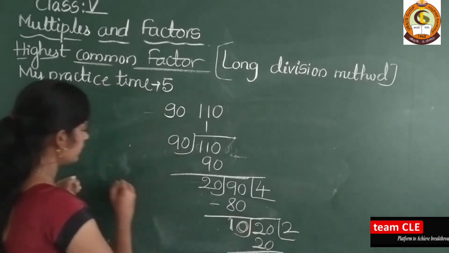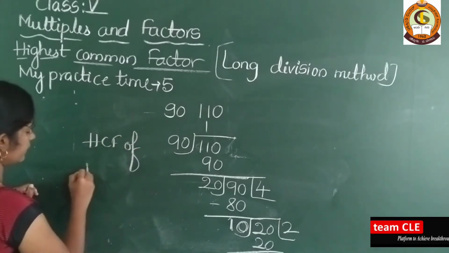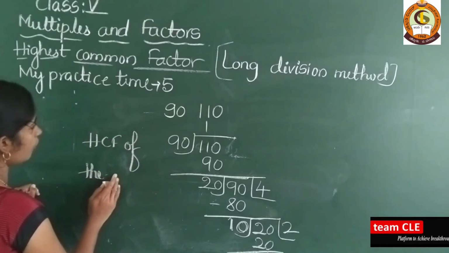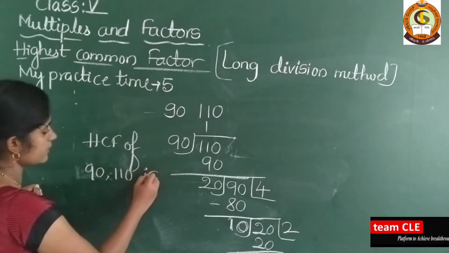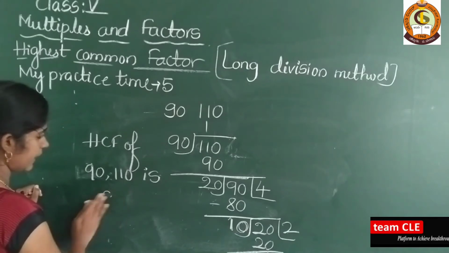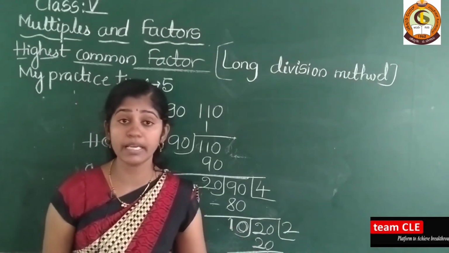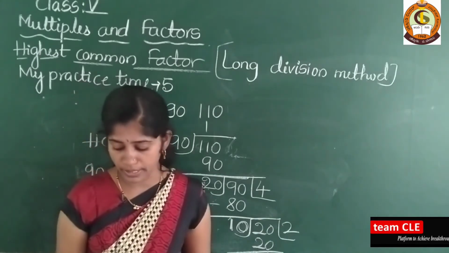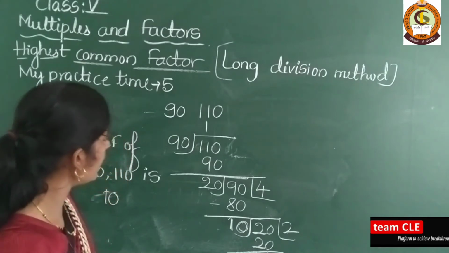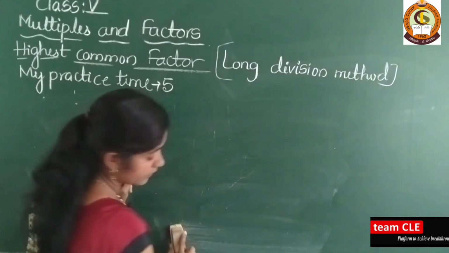Therefore, here 10. The HCF of 90 and 110 is 10. Okay, I have to write this 10. Where you got the remainder as 0, that divisor we call the HCF of the numbers. Okay, next I will take one more example.